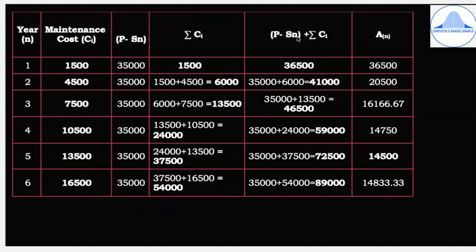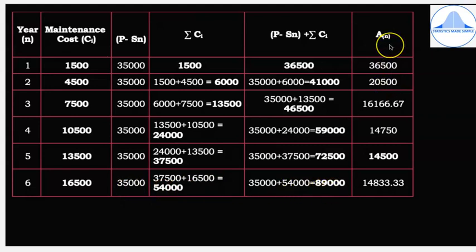Next, let us calculate P minus Sn plus summation Ci. So you should add the third column and the fourth column values. First, 35,000 plus 1,500 is 36,500. Similarly, 35,000 plus 6,000 is 41,000. Then 35,000 plus 13,500 is 46,500. 35,000 plus 24,000 is 59,000. 35,000 plus 37,500 is 72,500. 35,000 plus 54,000 is 89,000.